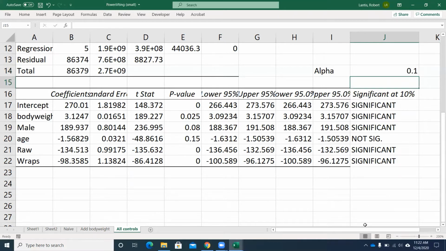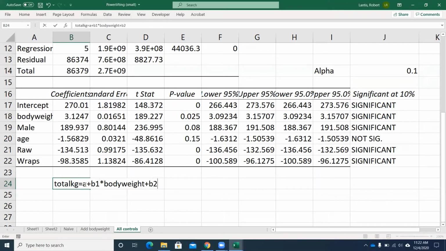One thing that we can think about, when I have these results, is that what I really have here is a regression where I've got total kilograms lifted as a function of all these different variables. So really, plus all those other variables, right?